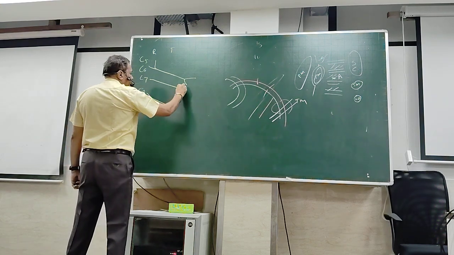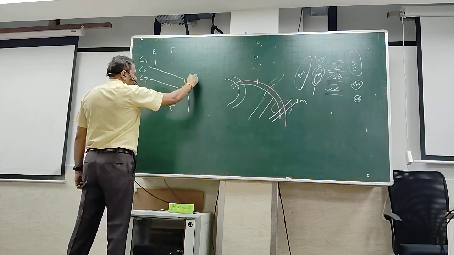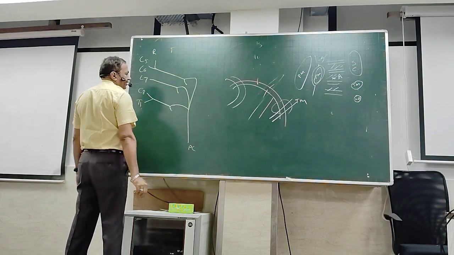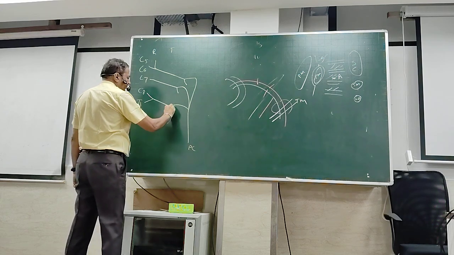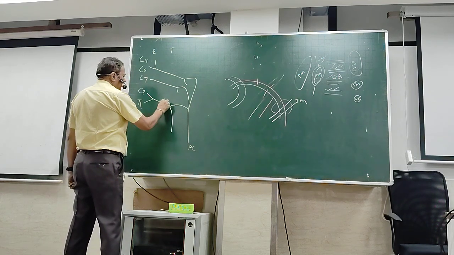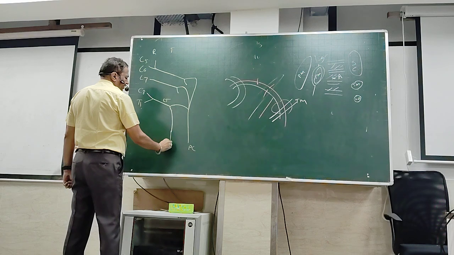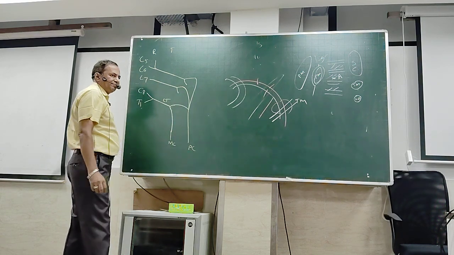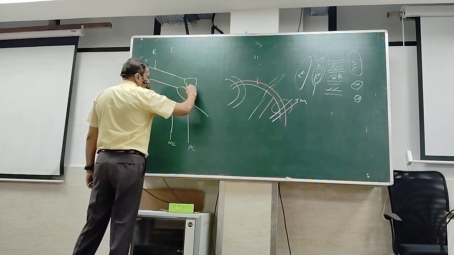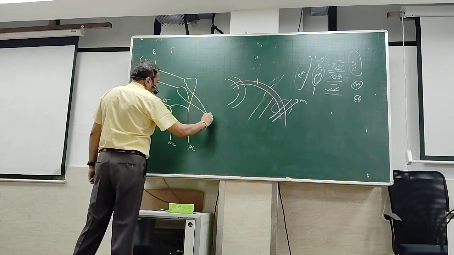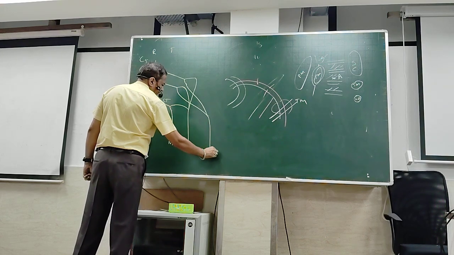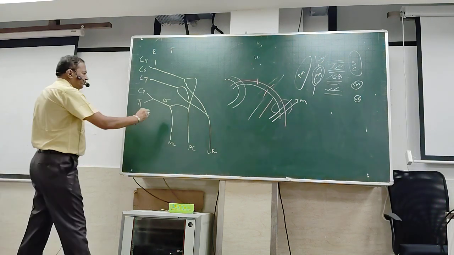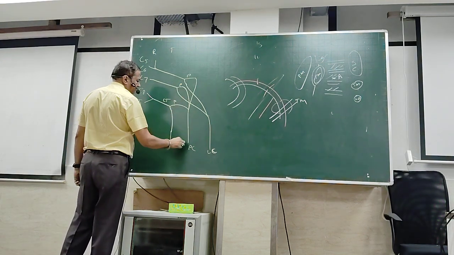So posterior divisions of all the three unite to form the posterior cord. Anterior division of the lower trunk continues as medial cord. The anterior divisions of the upper two trunks continue as lateral cord. So all the posterior divisions come together and form the posterior cord.